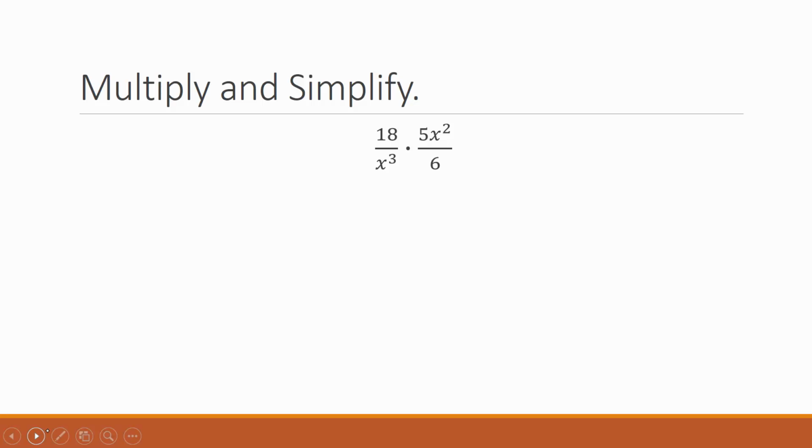Okay, so here we have 18 over x to the third times 5x to the second over 6. Now, you could break this down using your prime factorization, or you can simplify like it is, or you can multiply. And what do I mean by multiply? Multiplying 18 times 5, which is 90, times x squared in the numerator. In our denominator, we would have 6 times x to the third.